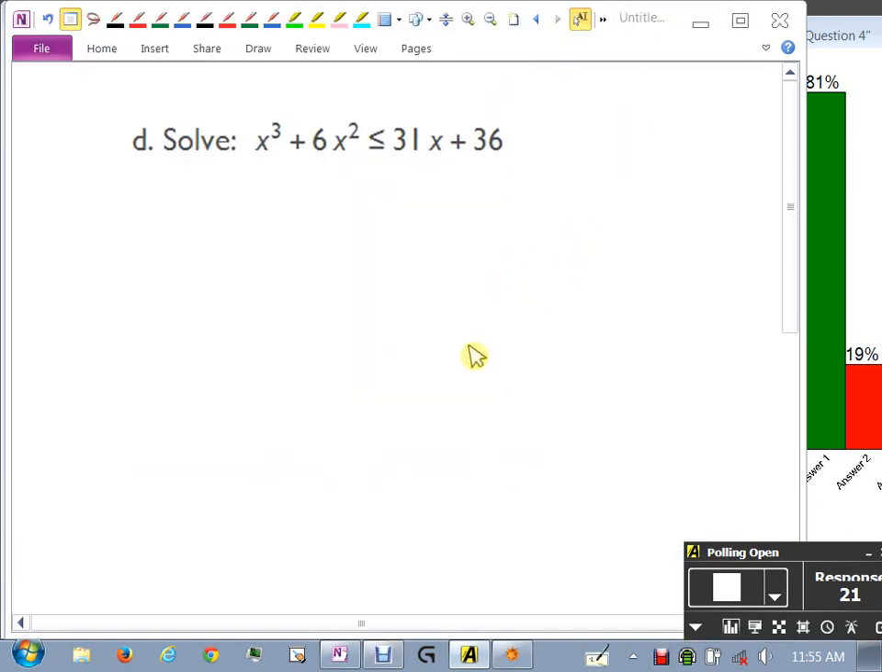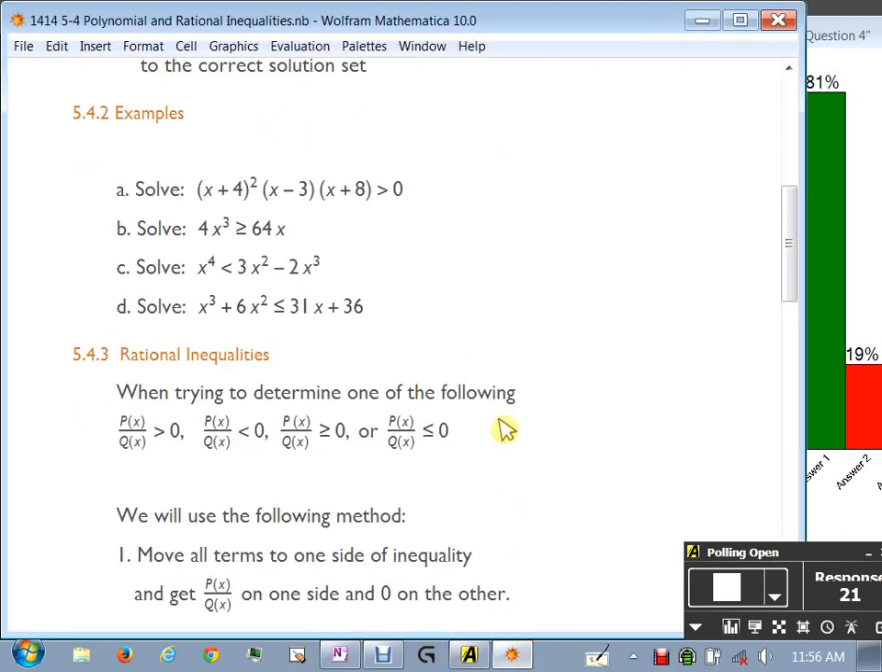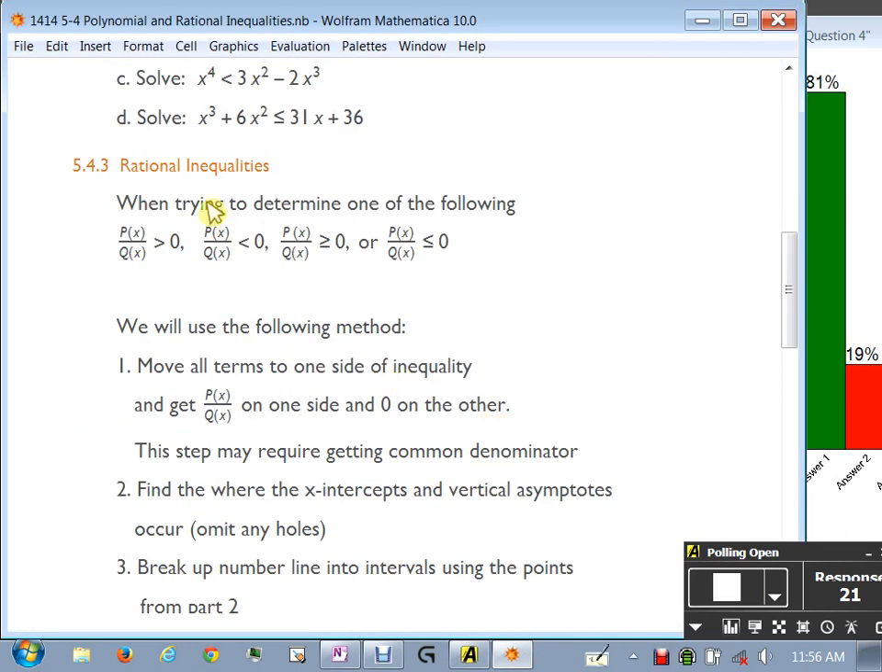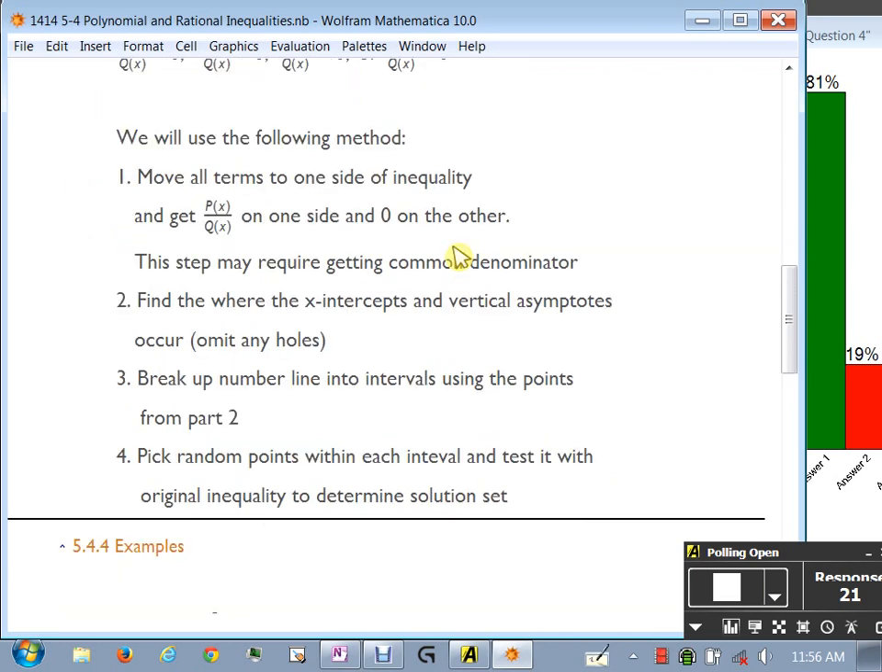All right, so we are done with sketching the polynomial inequalities. Now let's go back to the notes and take a look at rational inequalities. What if your inequality is not a polynomial but instead a rational function or rational expression, but you're still dealing with the same four possible inequalities? The method is somewhat similar to what we just did, but there are some differences.